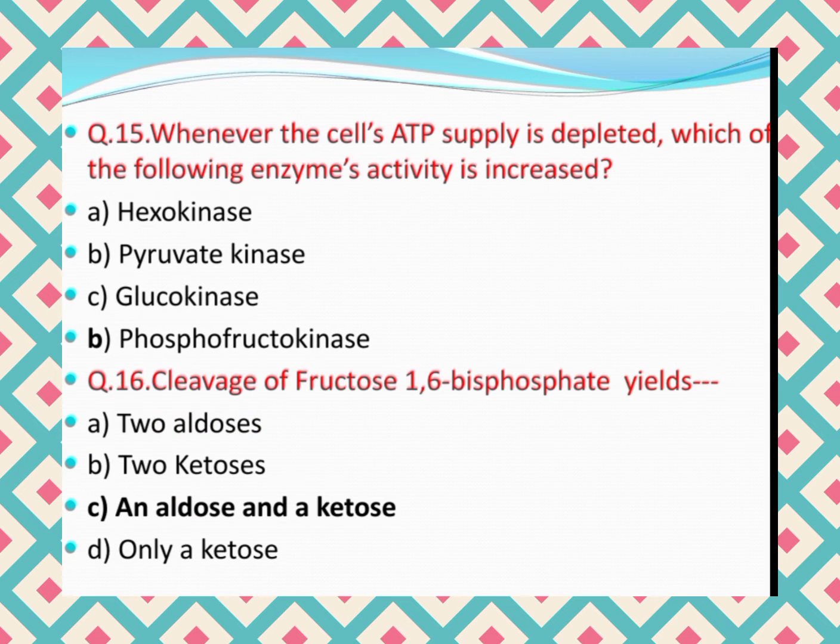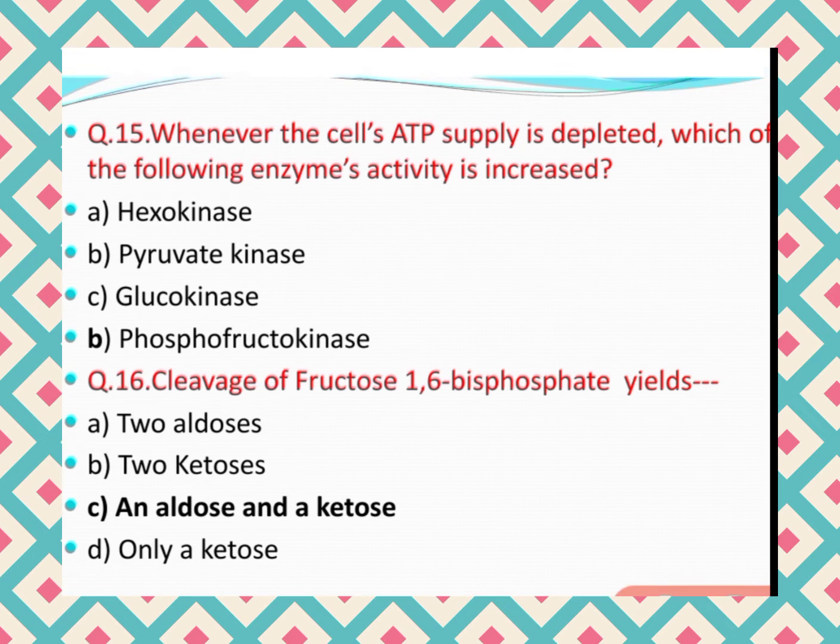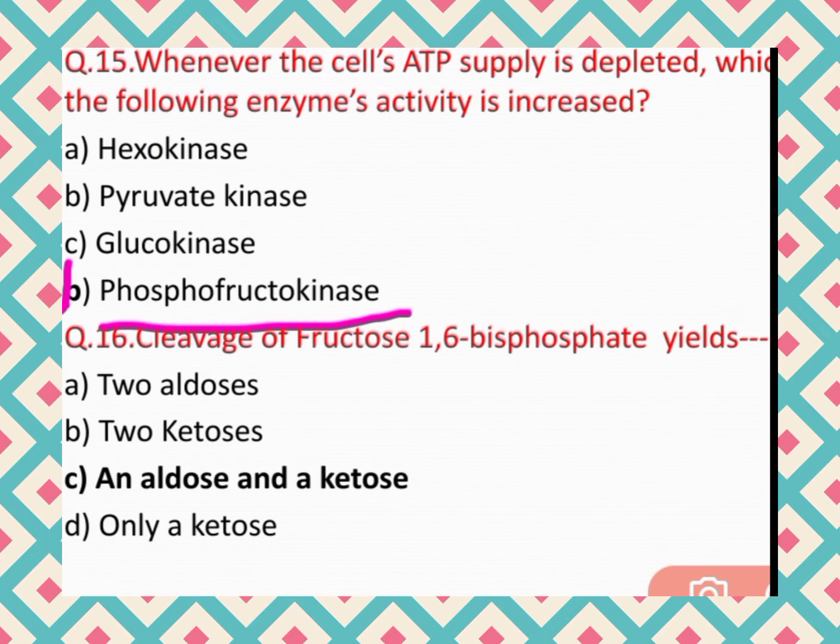Question number 15. Whenever the cell's ATP supply is depleted, the activity of which of the following enzymes increases? Option A hexokinase, option B pyruvate kinase, option C glucokinase and option D phosphofructokinase. Which will be the correct answer? The correct answer will be option D, that is phosphofructokinase. What is the real role of these enzymes? Phosphofructokinase increases the level of ATP.